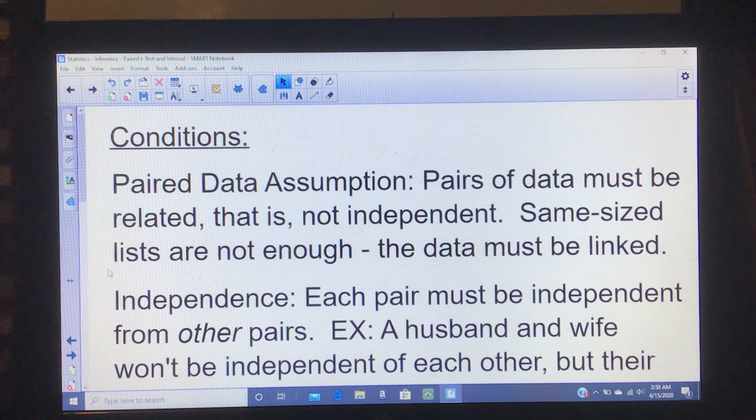The paired data assumption is definitely met. We have husband and wife pairs, and they're choosing each other for a reason. Not to say it's completely impossible, but most 20-year-old people don't marry 90-year-old people, right? Like they're paired up for reasons.